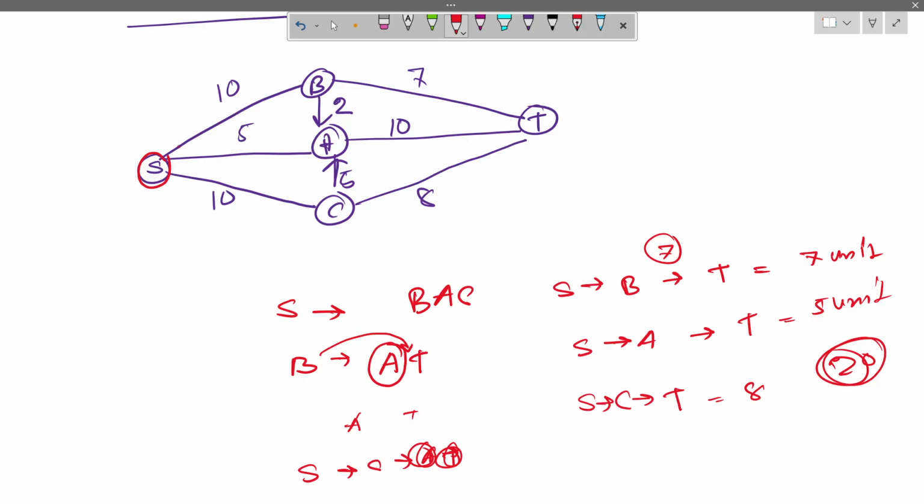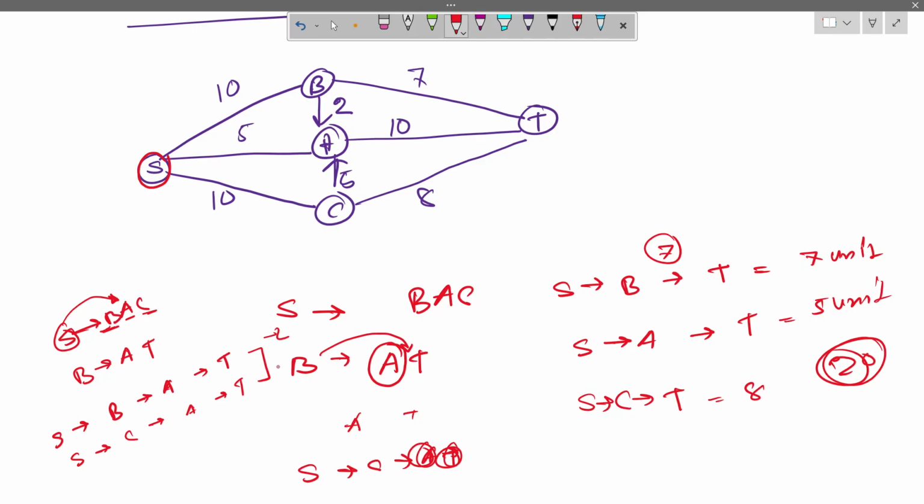Now from S to B, the S, A, B and C edges are traversed, this one is traversed, this one is also traversed, and B to A and T, this one is traversed. S to A is already traversed, but B to A still remains, so B to A to T. Same as S to C to A to T. So here 2 units, total 4 units more, so 24 units.